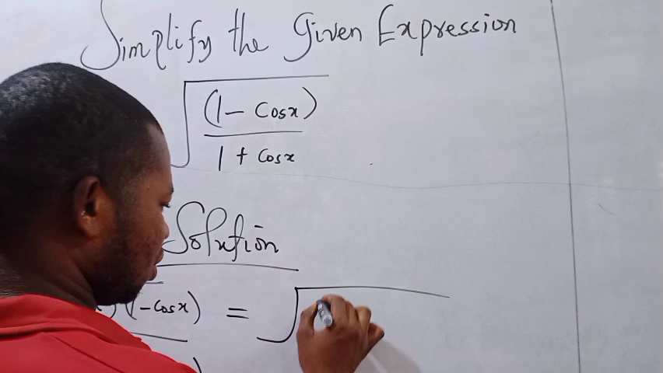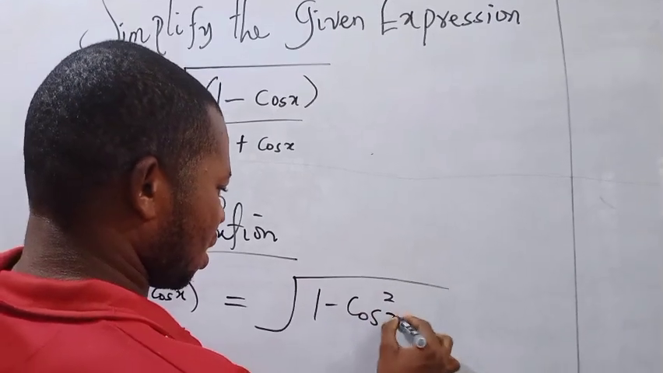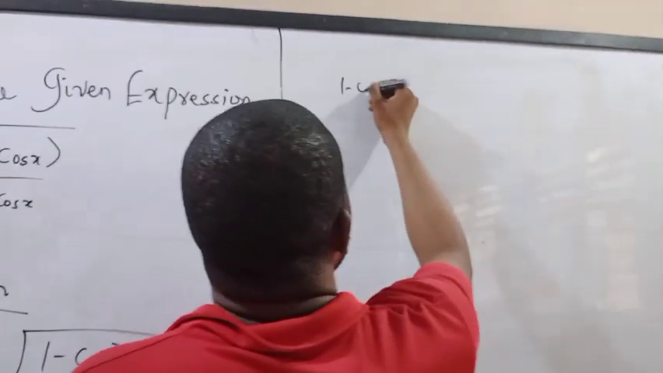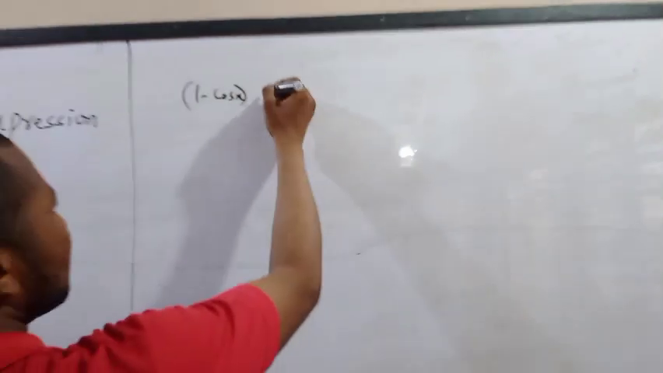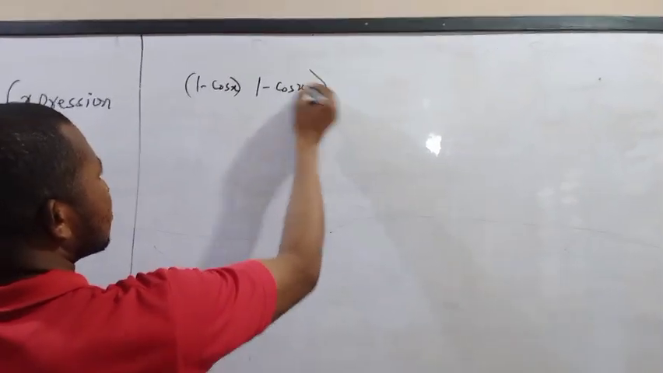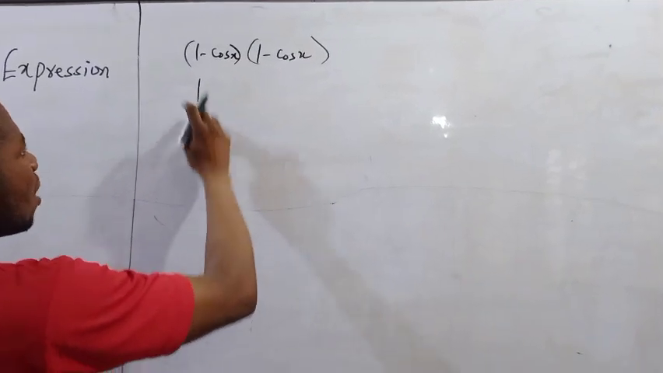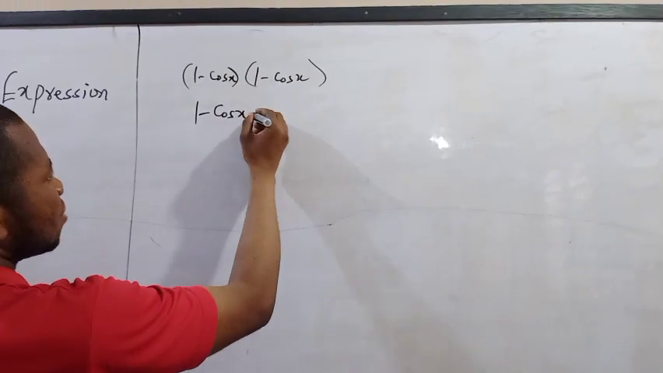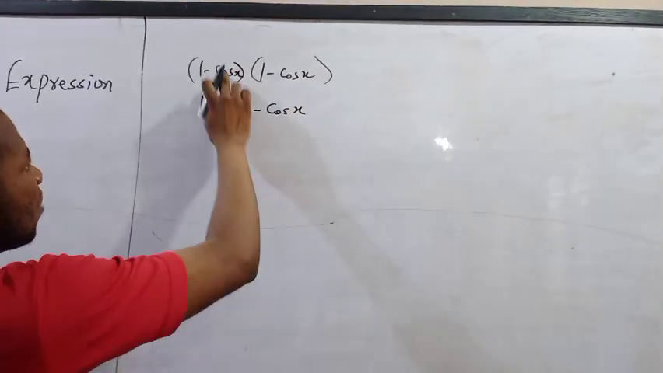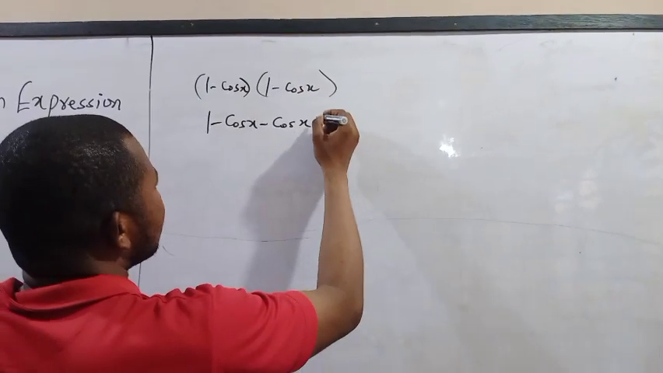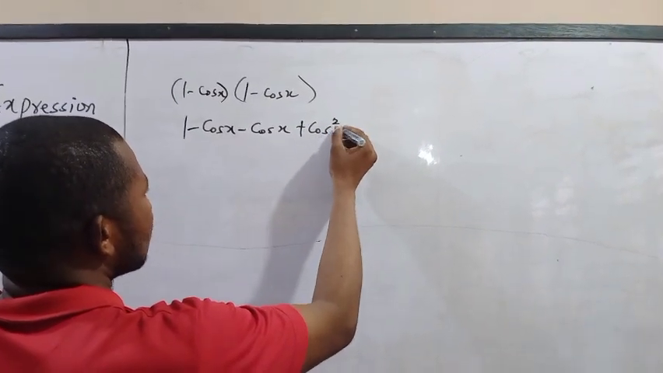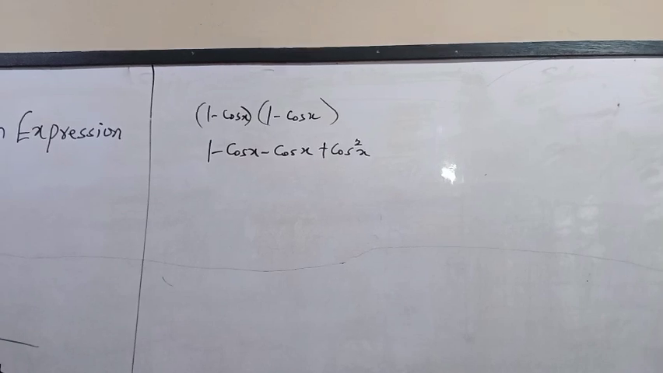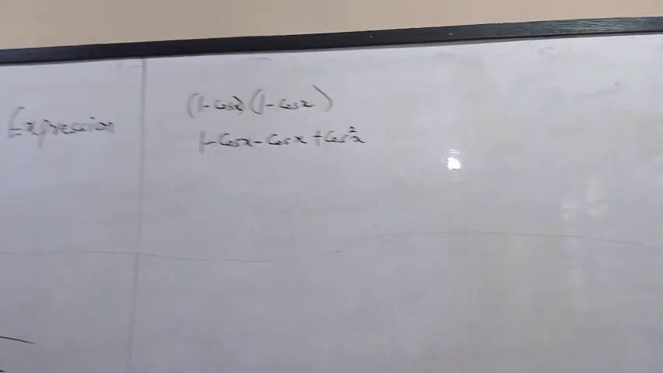That will give us difference of two squares. This will give us 1 minus cos square x. Let me show you why it is so. 1 minus cos x multiplied by 1 minus cos x. 1 times 1 gives us 1. 1 times minus cos x gives us minus cos x. Minus cos x times 1 gives us minus cos x. Minus cos x times minus cos x gives us plus cos square x. That's what we're going to have.